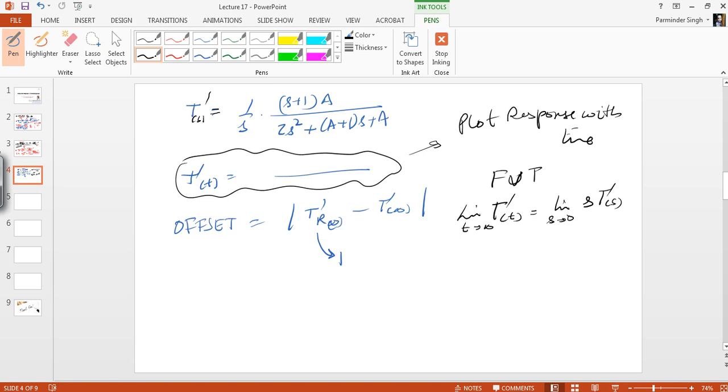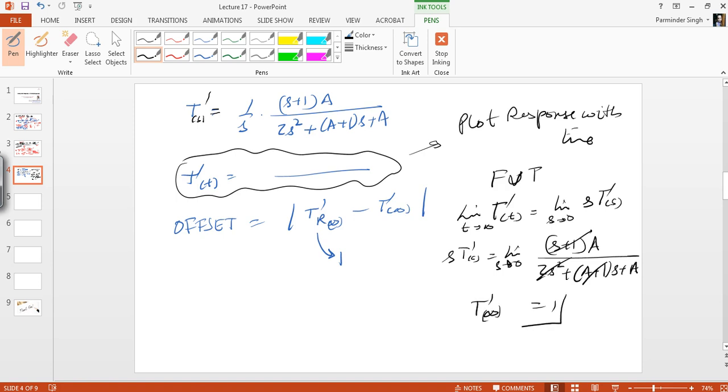So do it. s times T dash s becomes (s plus 1) over (a over tau s square plus (a plus 1) s plus a), putting the limit s approaches 0. So as s approaches 0, this becomes 0, 0, 0, a by a, it becomes 1. So T dash infinity is 1. So this is also 1. So the offset is 1 minus 1, 0.